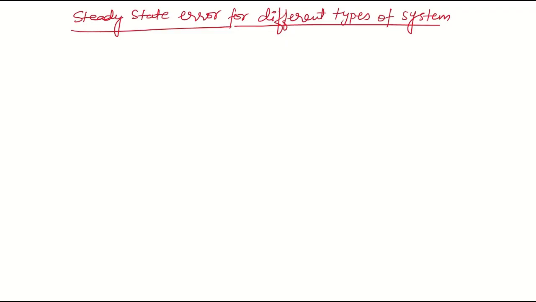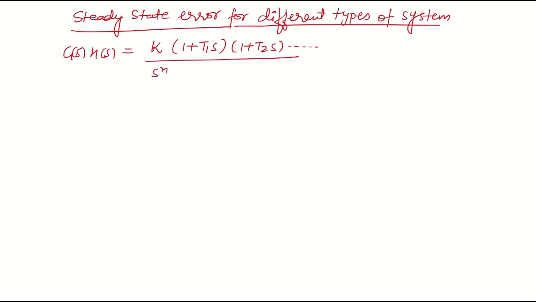Steady state error for different types of a system. So let us take a general expression for the open loop gain. G(s)H(s) is equal to K times (1 plus T1s)(1 plus T2s), and so on, divided by s to the power n, (1 plus Tas)(1 plus Tbs), and so on. Now this form of transfer function is known as the time constant form.